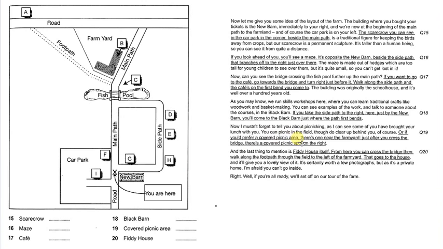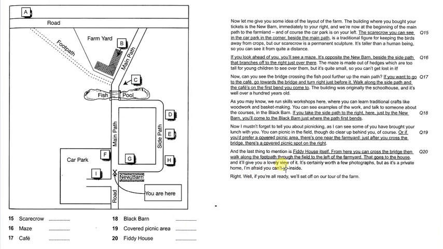Now, picnicking. Or if you'd prefer a covered picnic area, there's one near the farmyard. Notice the farmyard, so we're looking at B, C, or A. One of these three, near the farmyard. Just after you cross the bridge, there's a covered picnic spot on the right. C. Just after you cross the bridge. So number 19 is C.